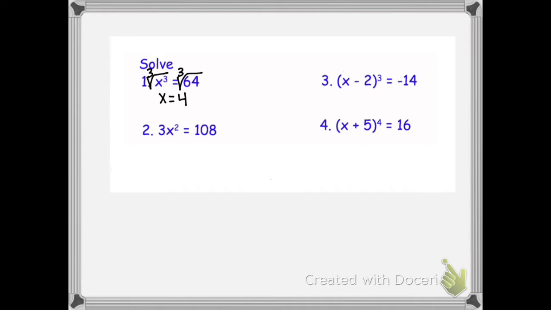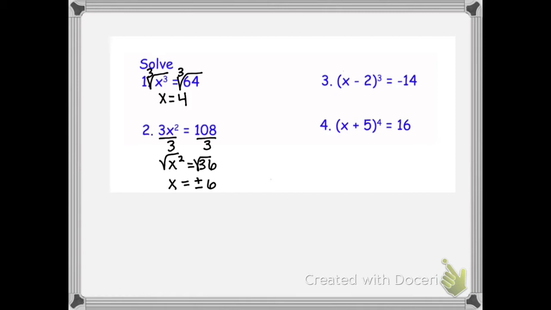Number 2, we have a 3 that's being multiplied by the x squared, so we can't take the square root yet. We do have to get rid of the 3 first by dividing. Now that we've isolated the x squared, now we can use the square root on both sides. Now a square root has an even index, so when you have an even index, you do need to make sure you put a plus and a minus in front of the value that you get.